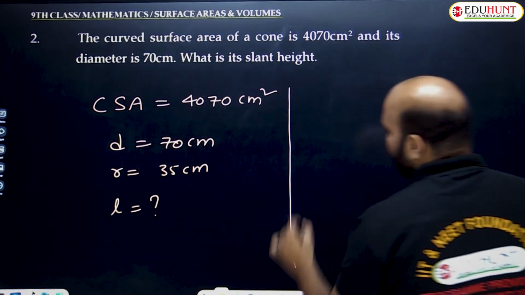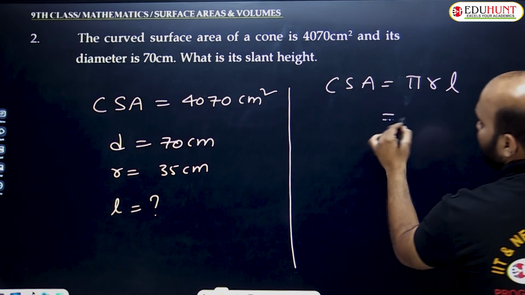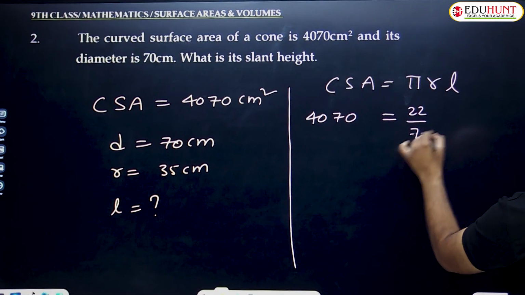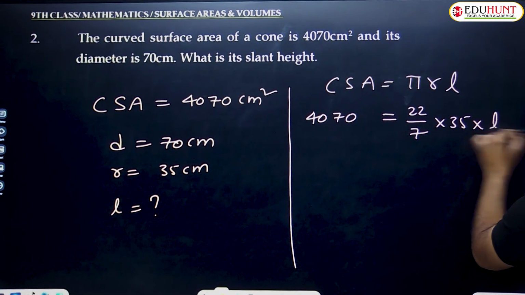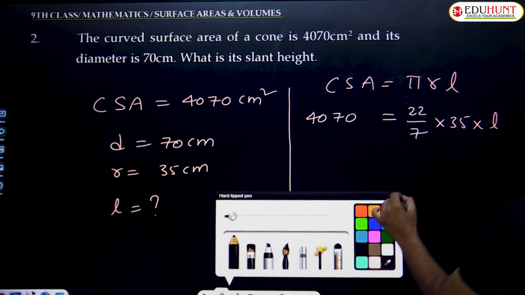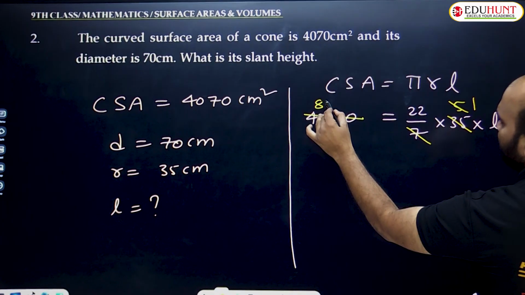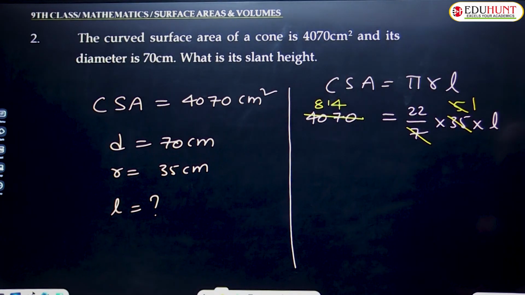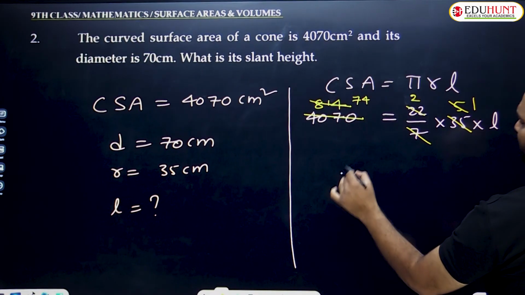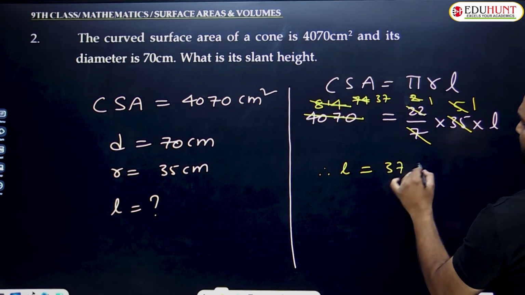Curved surface area equals the formula pi r L. So 4070 equals 22 by 7 into 35 into L, where L is what we need to find. Cancelling the 7 with the 35 gives 5, and then simplifying further, 11 times 2 times 5 leaves L equals 4070 divided by 110, which is 37. So the answer is 37 centimeters.